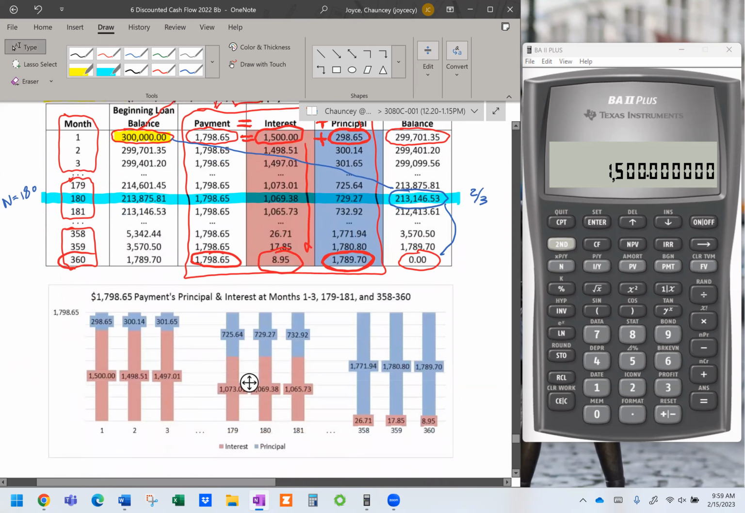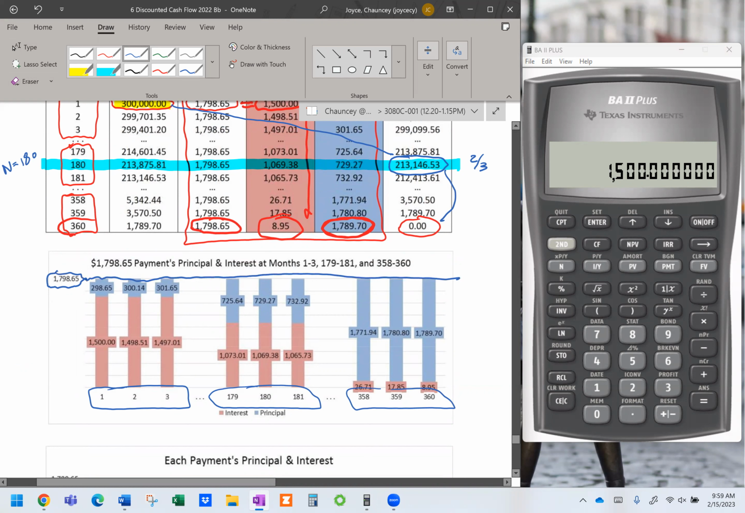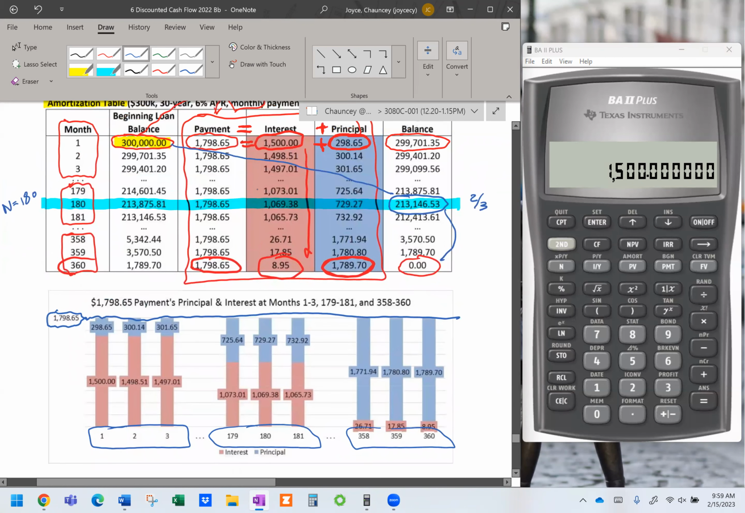Now, maybe you like to visualize this. What I did is I took these first 3 payments, the middle 3 payments, and the last 3 payments, and I put this in this graph for us. Notice they're all fixed, same height, 1798.65. Your interest here is in this reddish color. Notice that even halfway through, still most of the payment is going towards your interest, and then towards the end, more and more is principal.